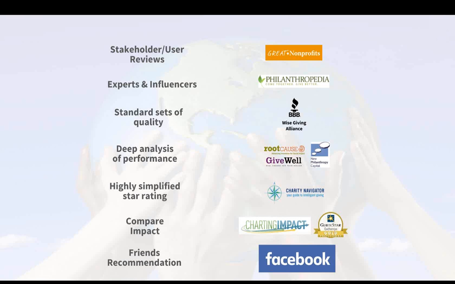And so you just want to be aware of these as resources that other folks are looking to. Some of them you have control over and some of them you don't, right? So for example, your star rating, you don't necessarily have control over that. Your deep performance analysis done by Root Cause GiveWell, sometimes you have some control over whether or not they review you, sometimes you don't. But it's important to check out your presence in all of these and just understand where you sit.